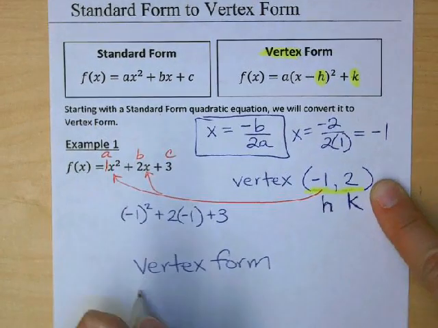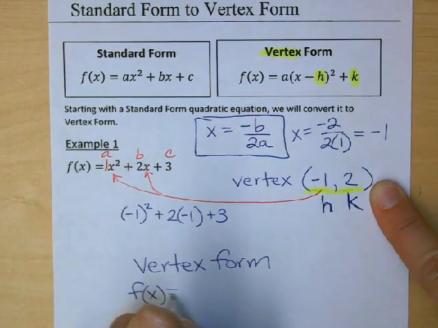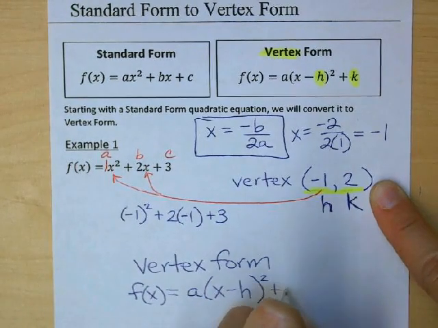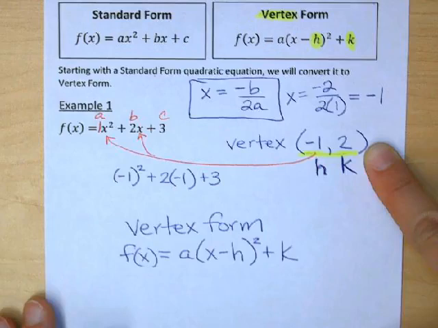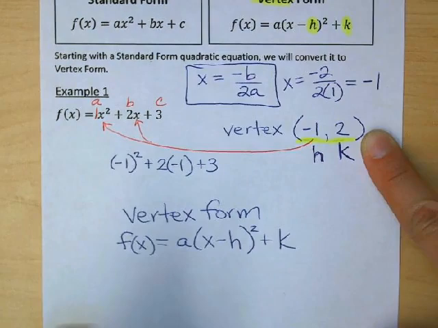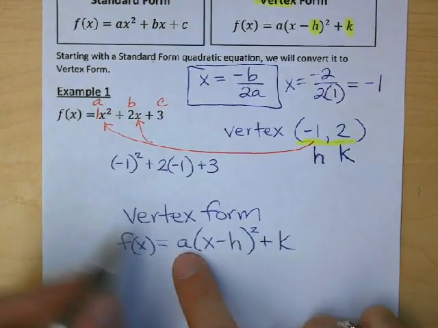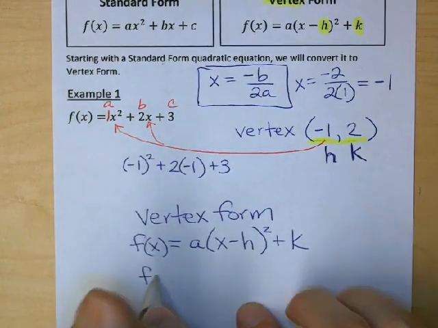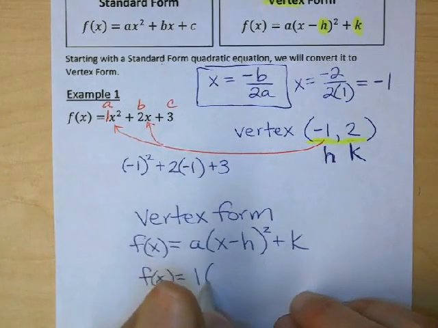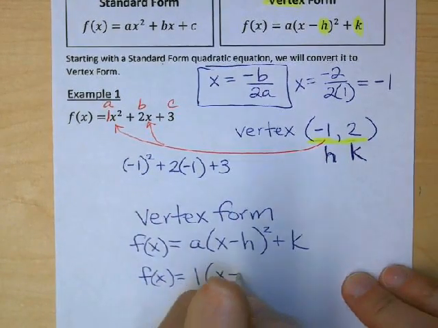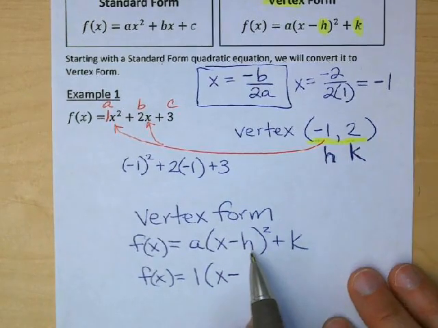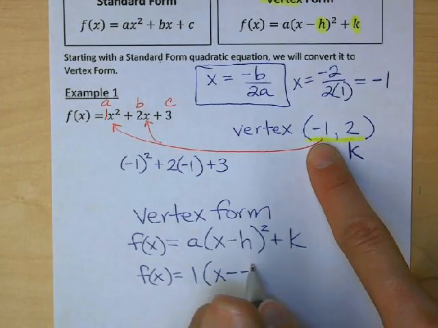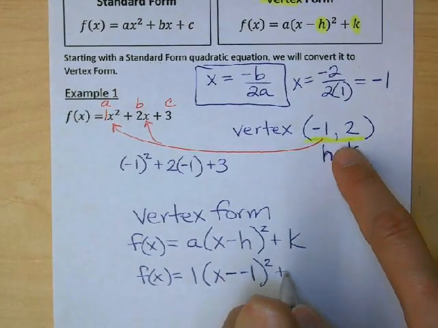Okay, vertex form starts with A and then x minus h squared plus k. It says it right up here in the box. I'm going to write my answer in this format. So what was A in my problem? What was A in the original problem? 1. Okay, so it's going to say 1 parentheses x minus h. Well, what was h? What's my vertex? What's the h? Negative 1. And k is 2.